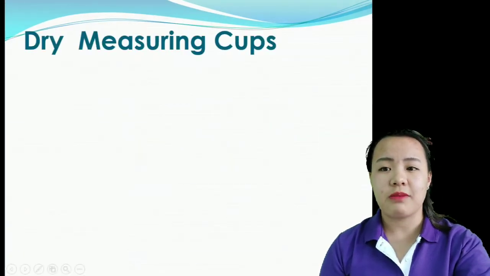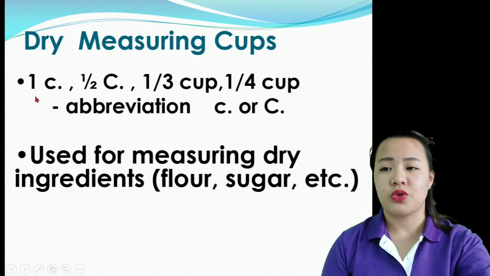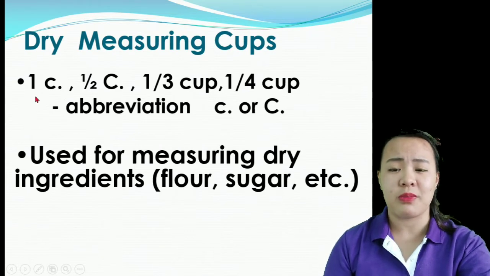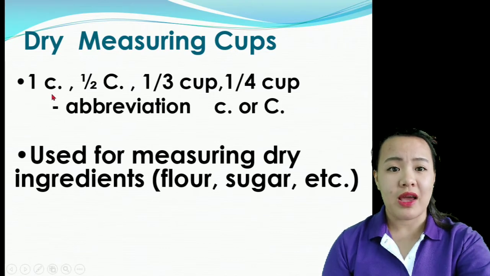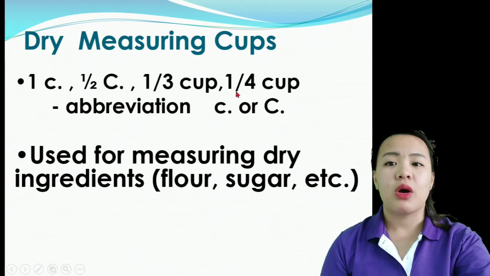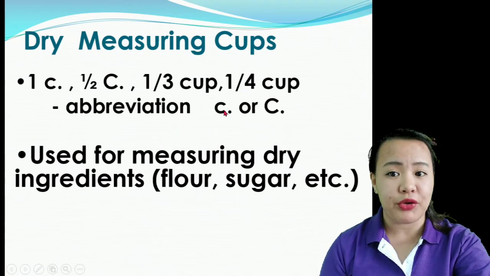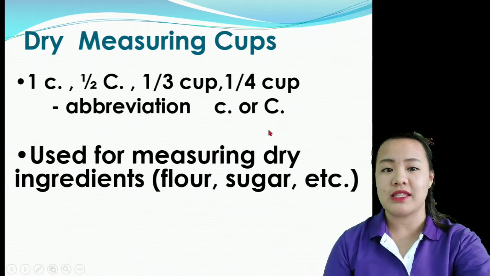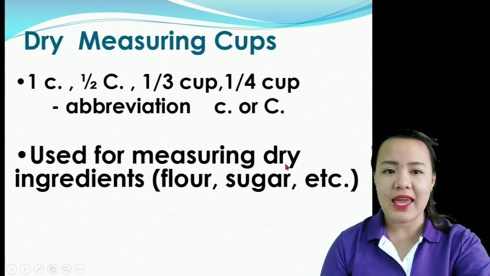Next will be the dry measuring cups. What's the use of a dry measuring cup? In dry measuring cups, we have the measurements of 1 C or 1 cup, 1/2 cup, 1/3 cup, 1/4 cup. So what's the abbreviation for cup? It's either a small letter c with a period or a big letter C with a period too. The same. They are used for measuring dry ingredients.